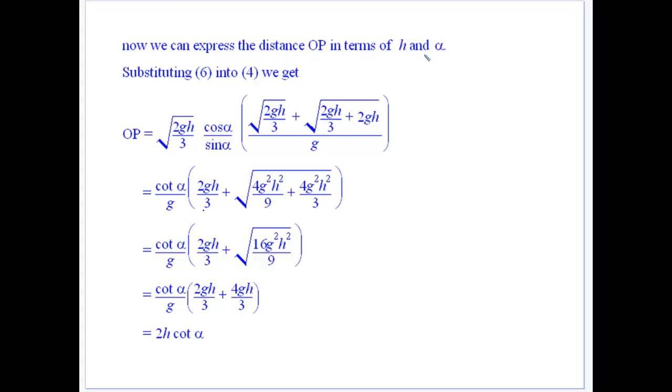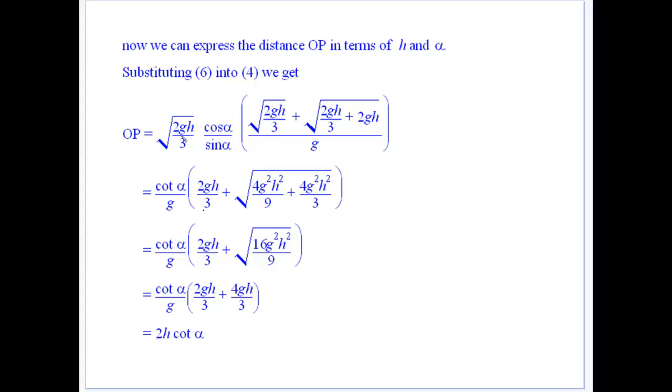So now we can express OP in terms of h and alpha, because we've got a value for v that we sub in, and the t and all those values. So we can get an equation where it's just in terms of h and alpha. So we do our substitution there, and then we start to try and clean this up a bit. So we're able to get the g out. So cos on sine becomes the cot alpha on g.